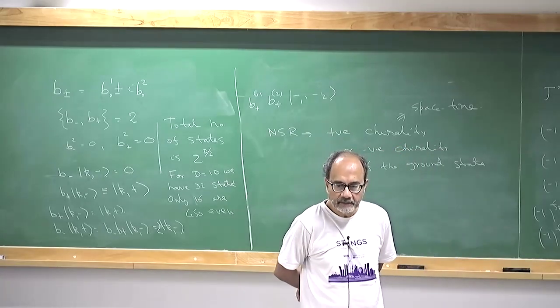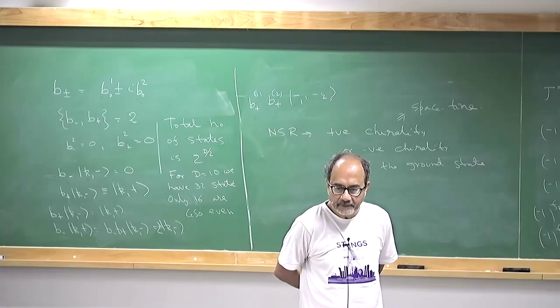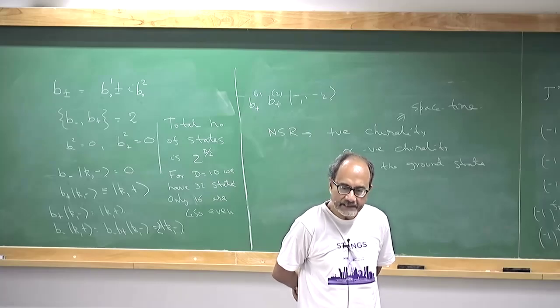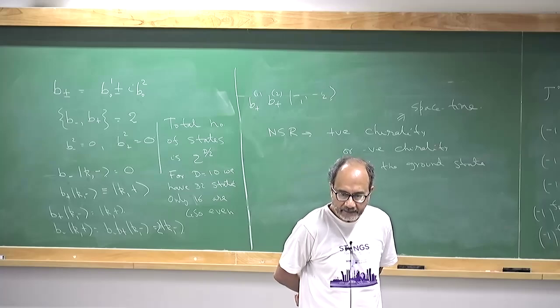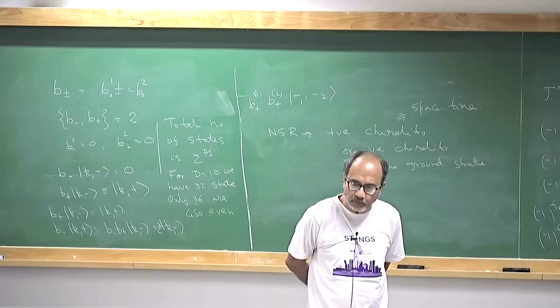The target space picture will emerge only after you have done the GSO projection. Or can you talk about GSO projection in some abstract target space? No, GSO projection is at the level of the world sheet. It's not at the level of the target space. So the target space interpretation you get only after GSO projection.